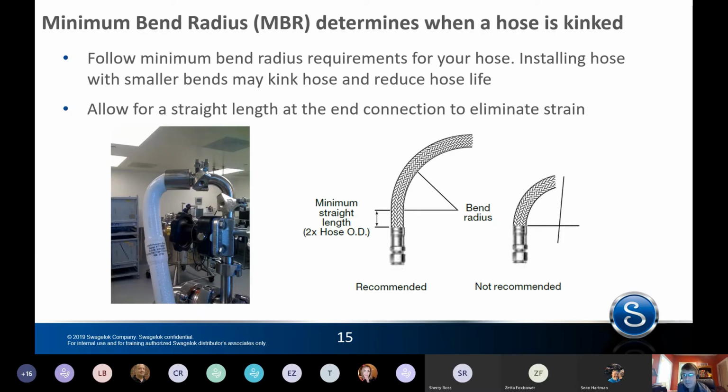So we always recommend planning for a 2 outside diameter length, so 2 OD length of straight length after the end connection before a bend starts. Now a hose is going to bend where it's going to bend, and we understand that, but if you plan for that length, the hose will be stress-free at the end connection, and that's really what's important. We don't want to put stress on the crimp. We don't want to put stress on the metal material on the outside. We don't want it to cause any bending of the core tube and cause a kink and permanent deformation.